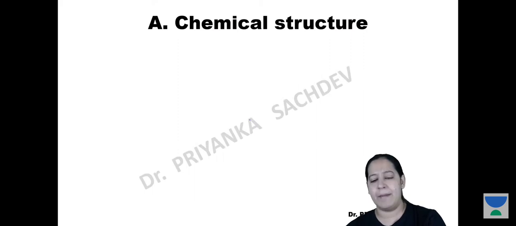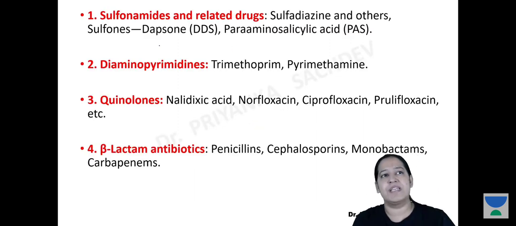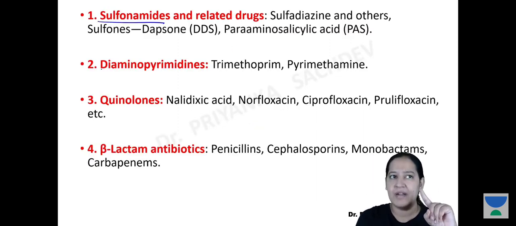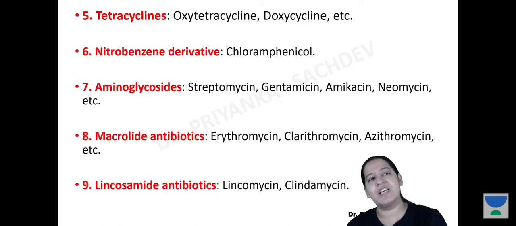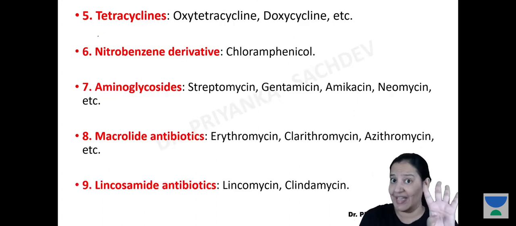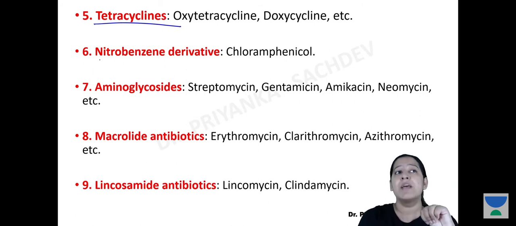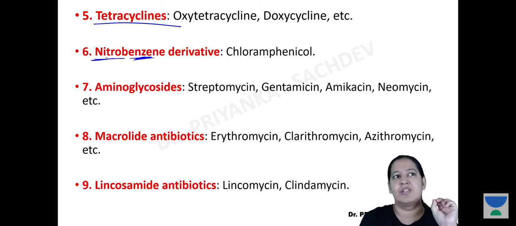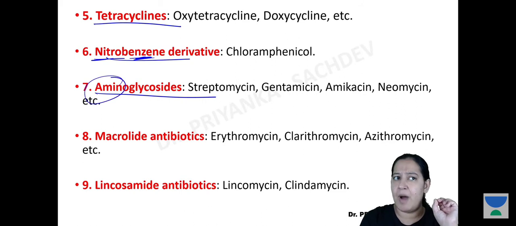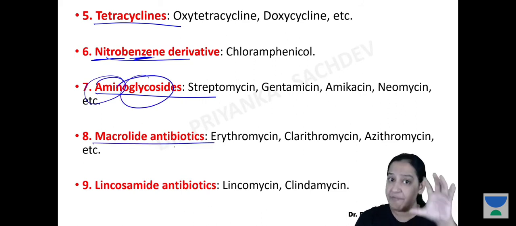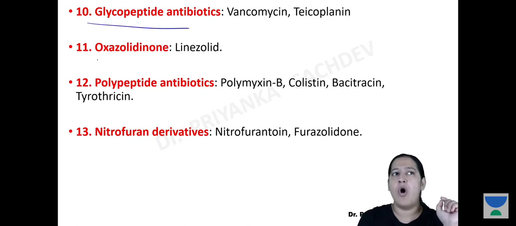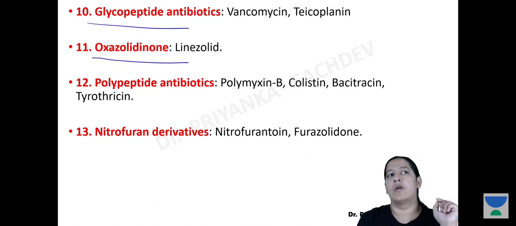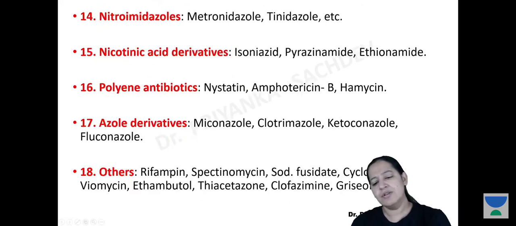Based on chemical structure, some of them have sulfur groups in them, known as sulfonamides. Some of them are diaminopyrimidines. Some of them are quinolones. Some of them have a beta-lactam ring like a benzene ring. These are known as beta-lactams. Some of them have 4 rings in their structure, that's why known as tetracycline. Some of them have nitrobenzene in their structure. Aminoglycosides have amino and glycoside groups. Macrolides have big rings. Lincosamide and glycopeptide. Oxazolidinone, polypeptide and nitrofurantoin. So these are the chemical structures.